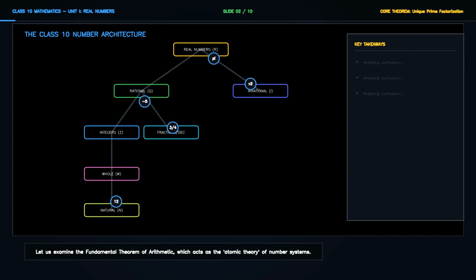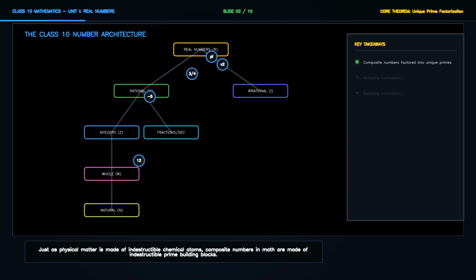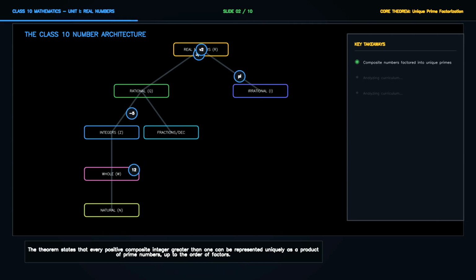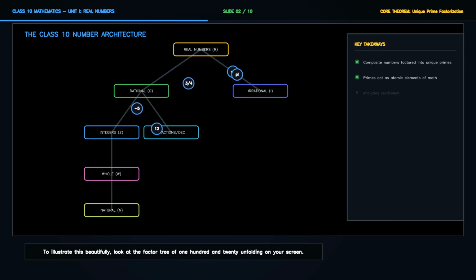Let us examine the fundamental theorem of arithmetic, which acts as the atomic theory of number systems. Just as physical matter is made of indestructible chemical atoms, composite numbers in math are made of indestructible prime building blocks. The theorem states that every positive composite integer greater than 1 can be represented uniquely as a product of prime numbers, up to the order of factors.